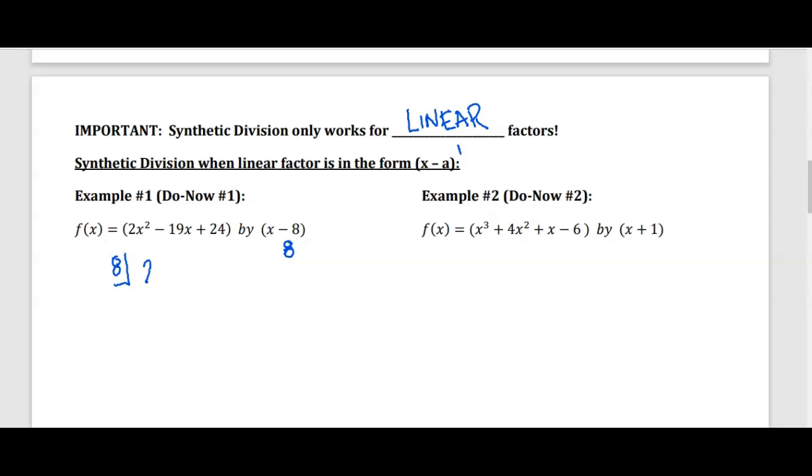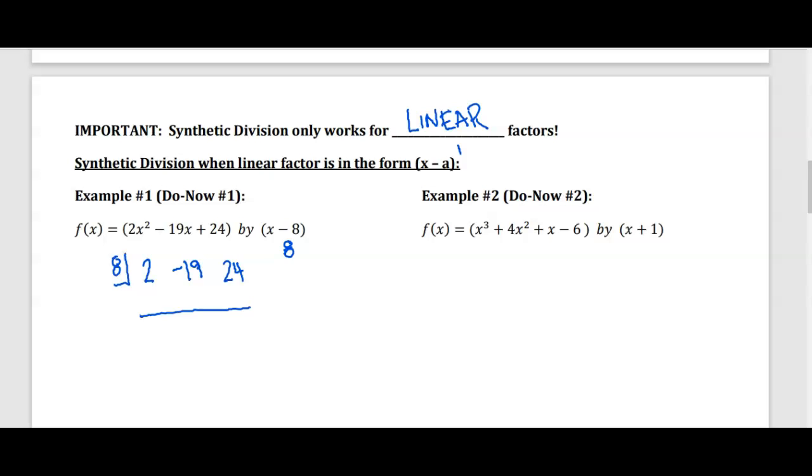And then instead of listing this entire quadratic function, we're just going to take the coefficients of each term. So I'm going to take the 2 from the x squared, I'm going to take the negative 19 from the x, and I'm going to take the 24 as the constant. Now what you're going to do is set it up. What you divide by goes in this little bracket here, and you're going to put some division bar.